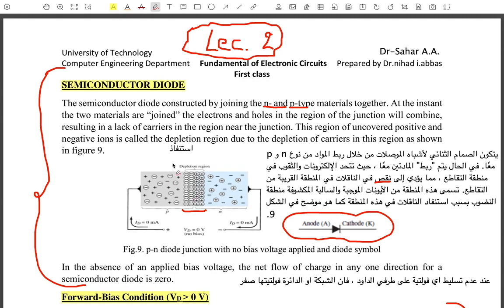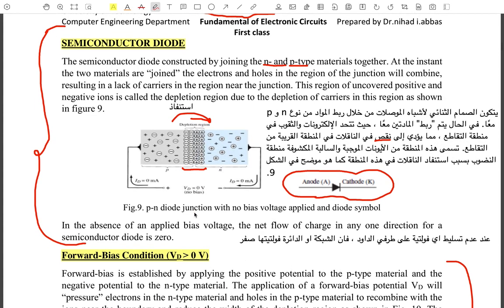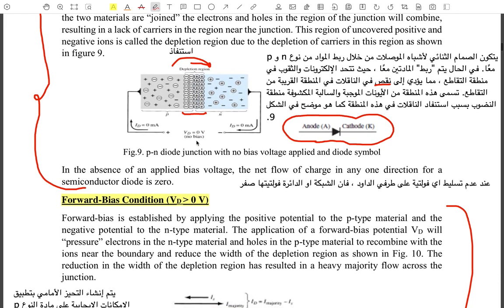So no carriers will move here. It is just difficult for them to move. That means the current will be very difficult to move through this depletion region. When the depletion region is bigger, it is not easy for current to move, and when the depletion region is small, current can move.